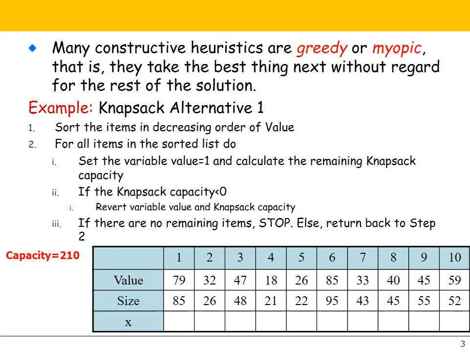So I will give you some examples. The first example will be from a simpler problem, which is the knapsack problem. We already formulated this problem. And I will give you 3 different alternative construction heuristics for the same problem.